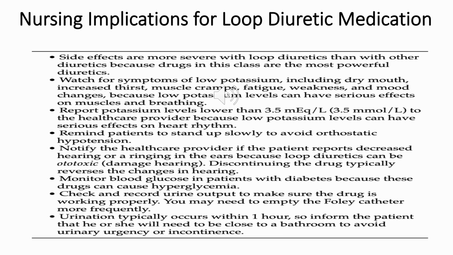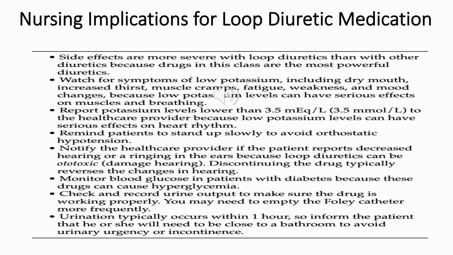Side effects are more severe with loop diuretics than other diuretics because drugs in this class are the most powerful diuretics. Watch for symptoms of low potassium, including dry mouth, increased thirst, muscle cramps, fatigue, weakness, and mood changes, because low potassium levels can have serious effects on muscles and breathing. Report potassium levels lower than 3.5 mEq per liter to the healthcare provider because low potassium levels can have serious effects on heart rhythm.